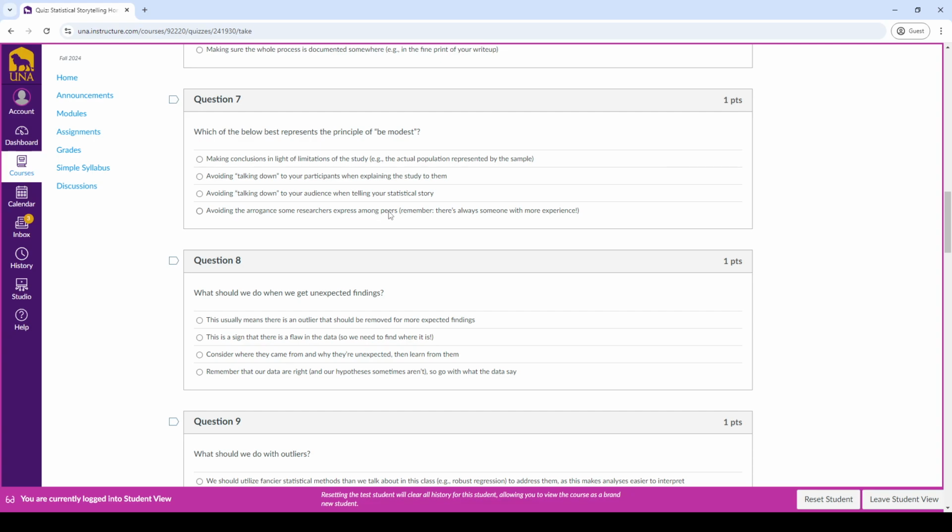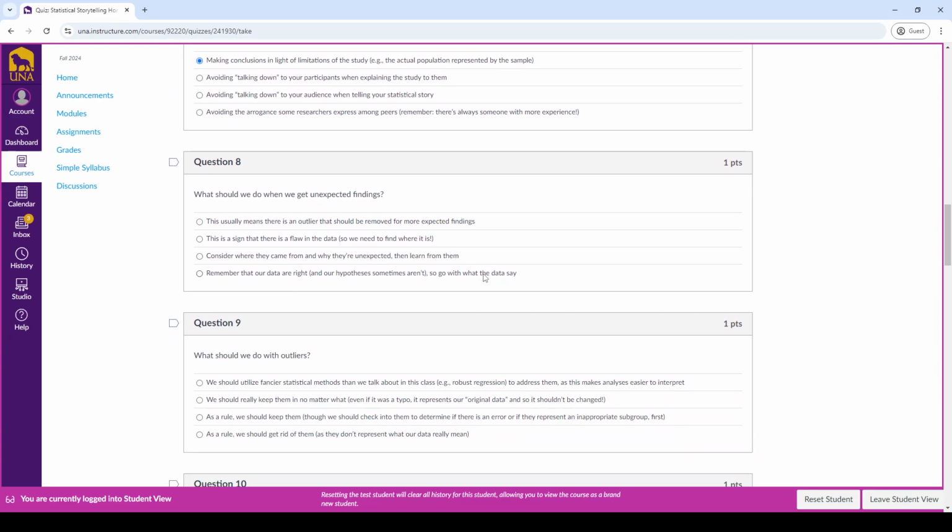Some researchers express among peers, always someone with more experience. Again, all these are not bad things, but when we say be modest in the context of the ASA recommendations, this is what they are discussing. That is, they are recommending that conclusions be made and that you're modest in that there's always limitations of studies. So the conclusions should be made in light of those limitations. And we'll talk about this some in the videos, but yeah, making conclusions in light of the limitations.